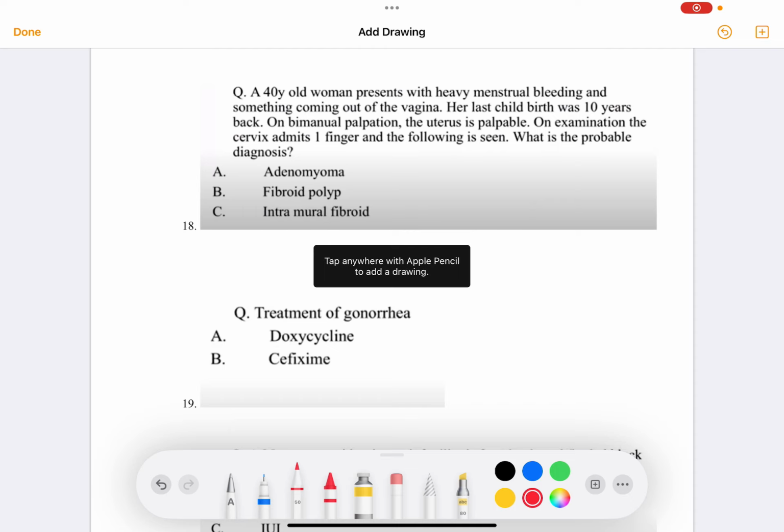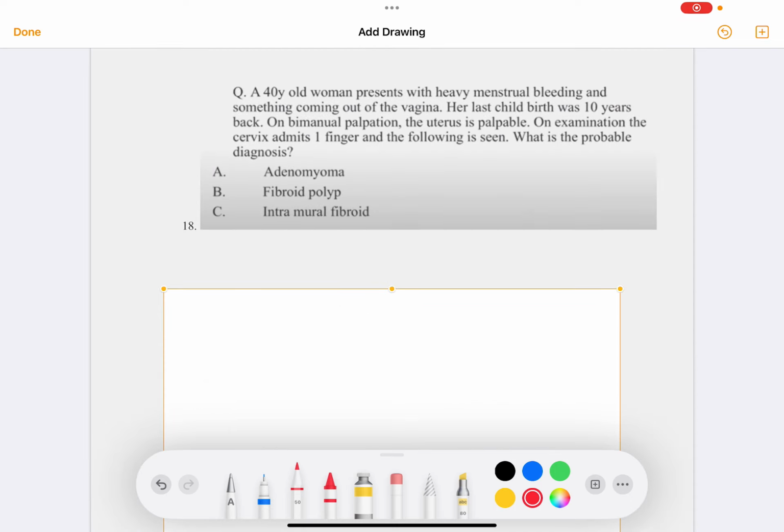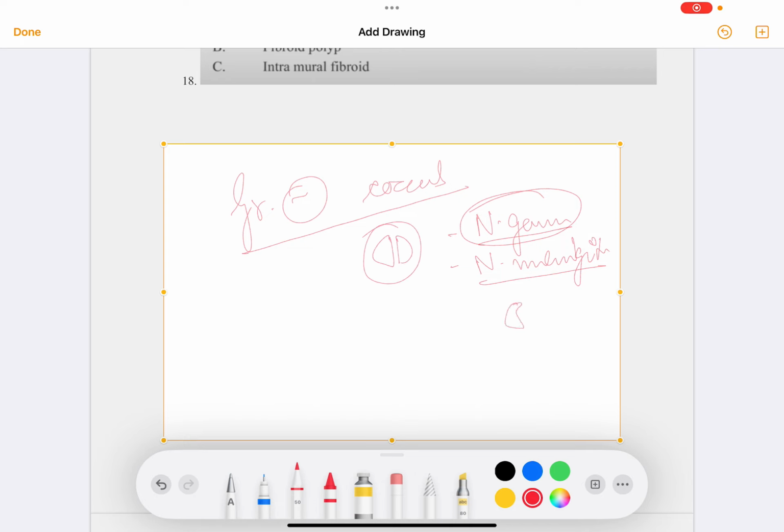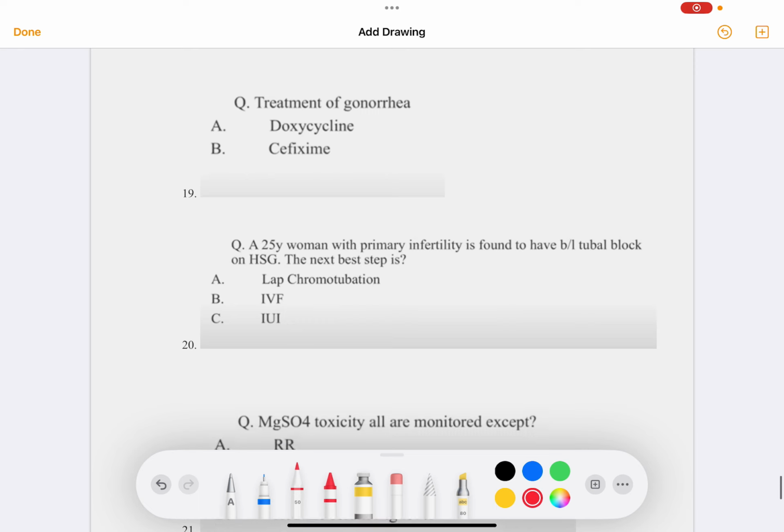Treatment of gonorrhea is always cefixime. This is because gonorrhea is a gram-negative coccus. If you remember, there are two gram-negative cocci. One is Neisseria gonorrhoeae, and the other is Neisseria meningitidis. If you remember your microbiology days, Neisseria gonorrhoeae has back-to-back arrangement, whereas Neisseria meningitidis has comma-like arrangement. Okay, so these are very important. The drug of choice is cefixime.